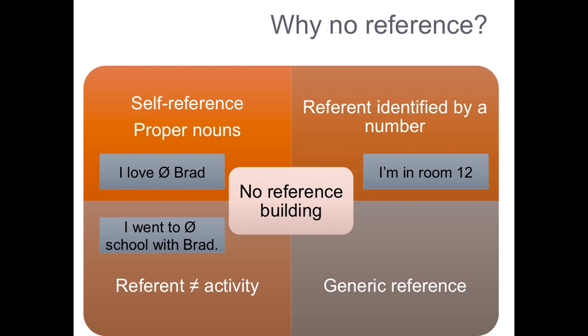Finally, you don't want to build a reference in the case of generic references. It's actually very close to the previous case. When I say "I hate dogs," I don't want to identify a dog in particular. I'm talking about the whole species, so I'm not going to build the reference. So we'll see that in more detail, but let's focus first on references that are already identified.